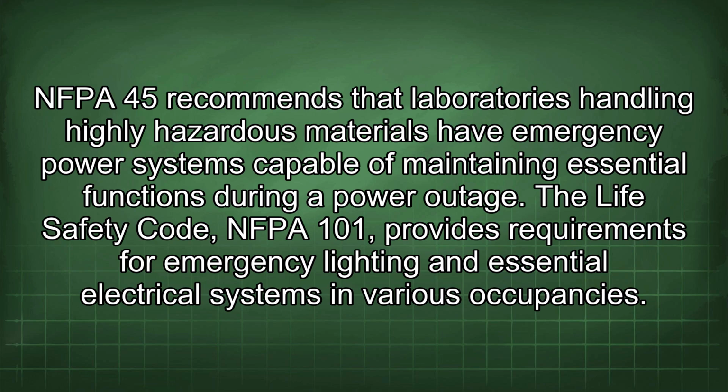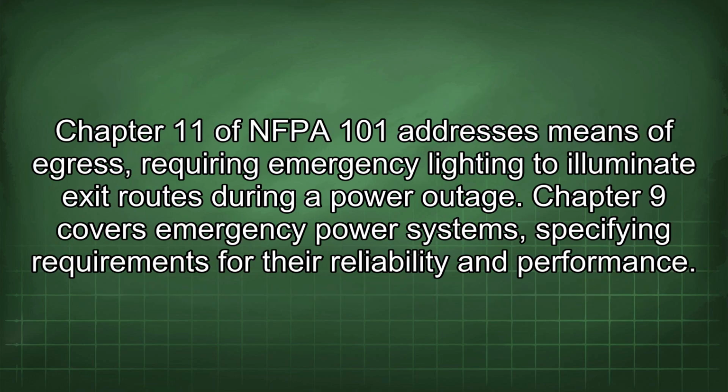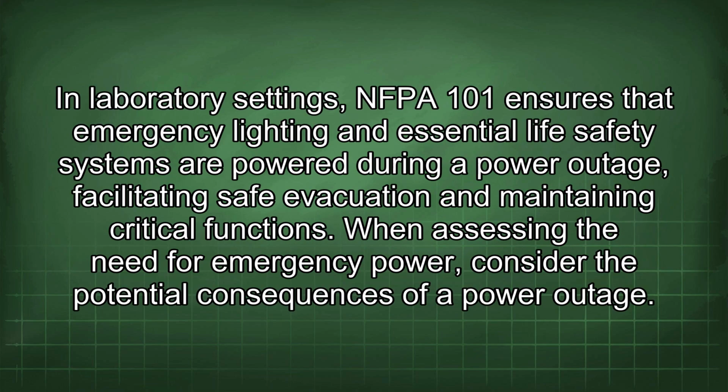The Life Safety Code, NFPA 101, provides requirements for emergency lighting and essential electrical systems in various occupancies. Chapter 11 of NFPA 101 addresses means of egress, requiring emergency lighting to illuminate exit routes during a power outage. Chapter 9 covers emergency power systems, specifying requirements for their reliability and performance. In laboratory settings, NFPA 101 ensures that emergency lighting and essential life safety systems are powered during a power outage, facilitating safe evacuation and maintaining critical functions.